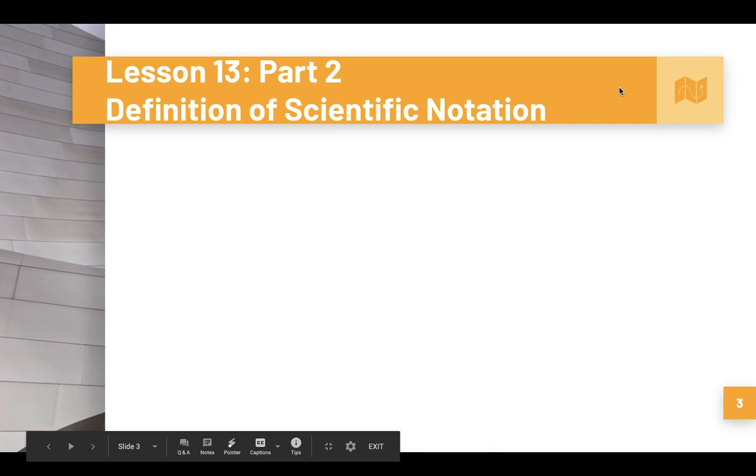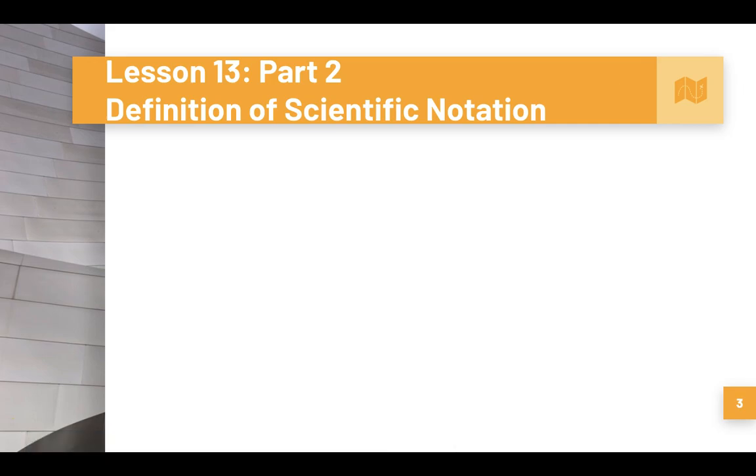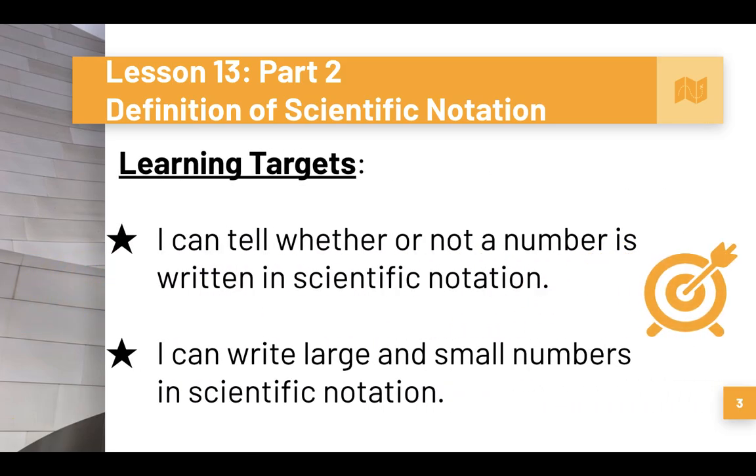Today's lesson, Lesson 13, Part 2, the definition of scientific notation. Our learning targets for today: I can tell whether or not a number is written in scientific notation. And our second learning target: I can write large and small numbers in scientific notation.